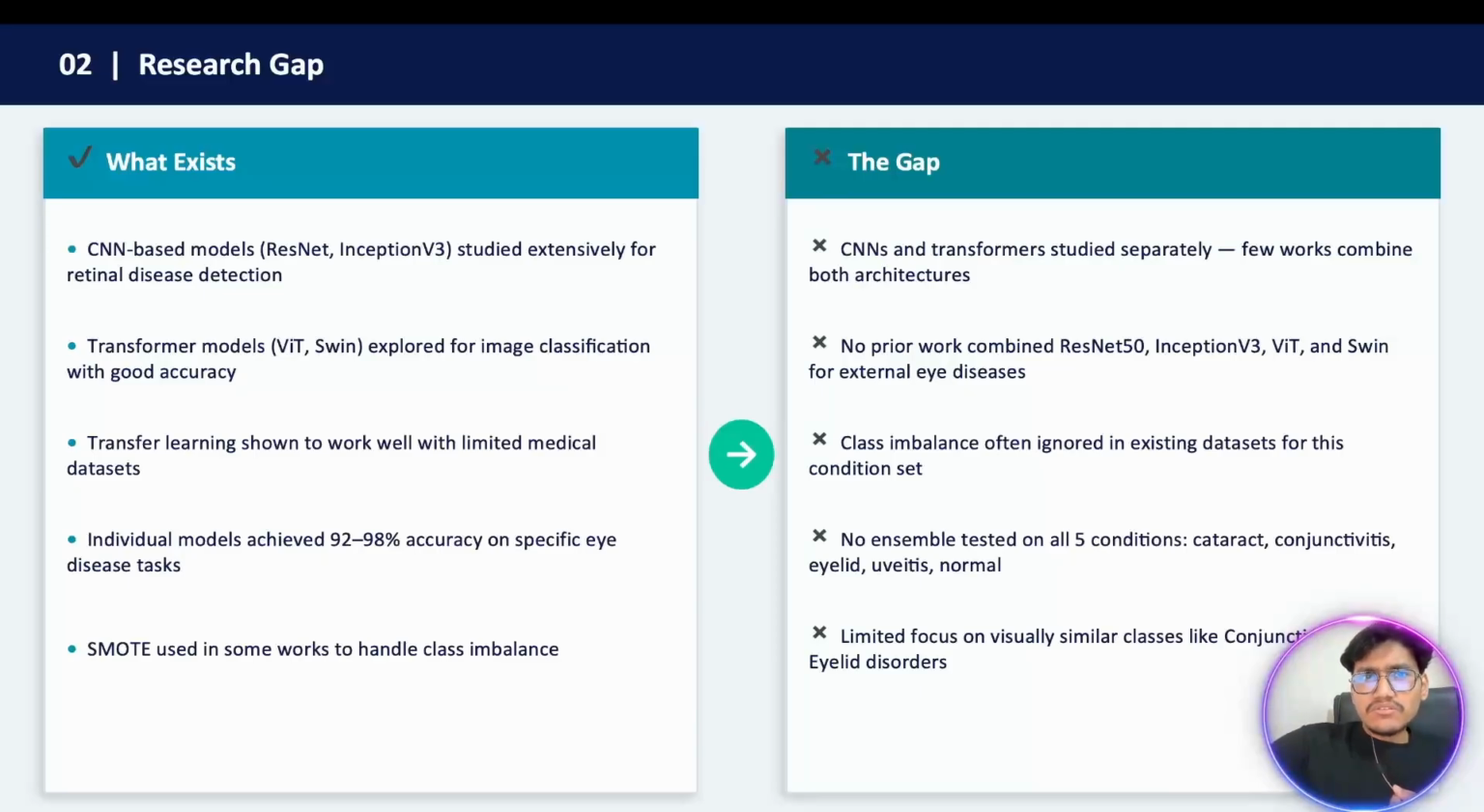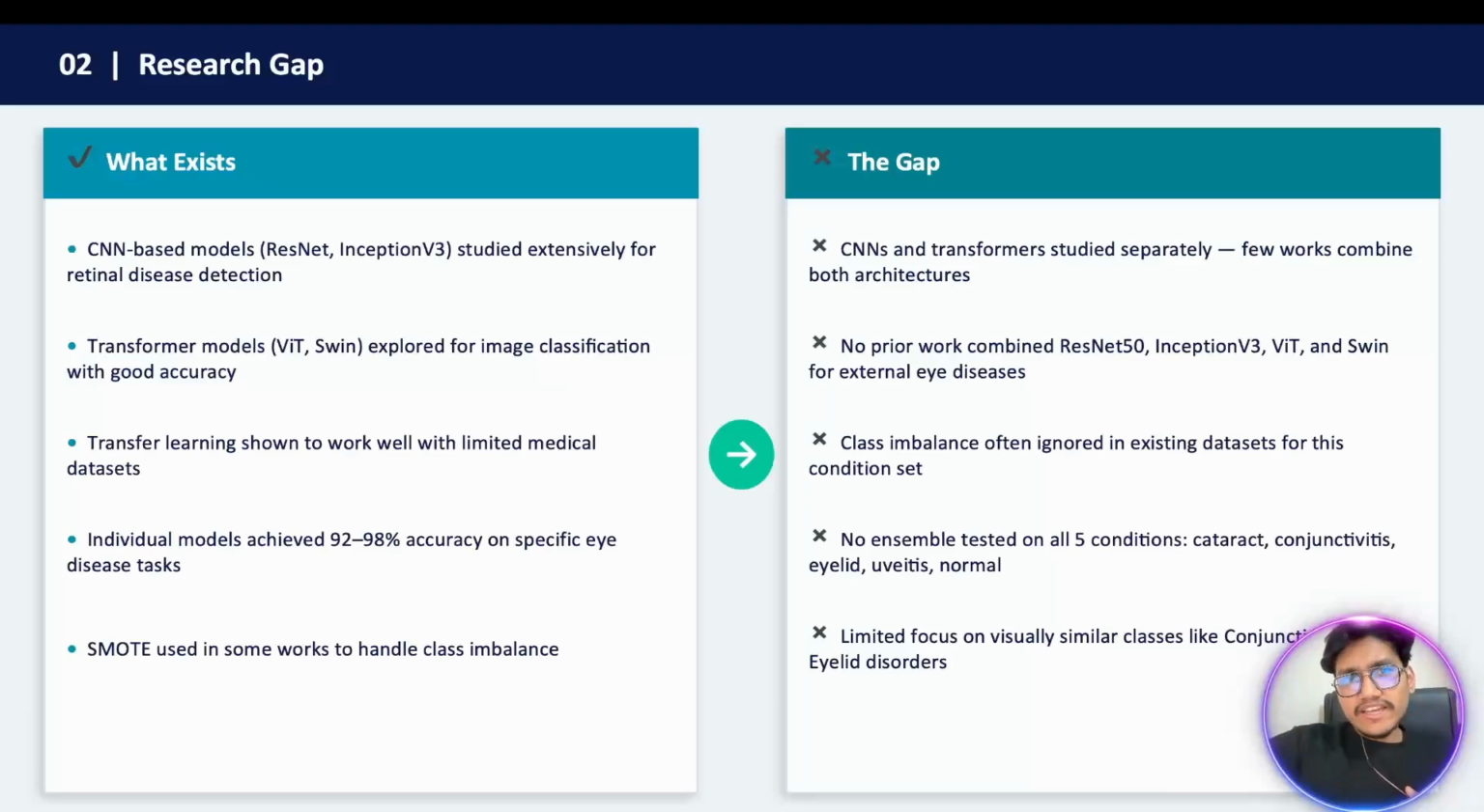Class imbalance was also often ignored. Many reported accuracies were high, but in the end that was misleading because of class imbalance. In many existing datasets, some disease categories have far fewer images than others, which causes models to become biased. Sometimes accuracy is high, sometimes low.